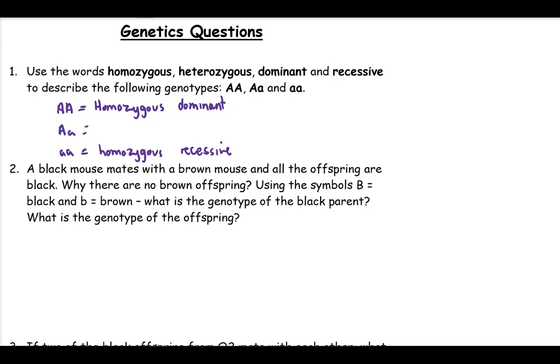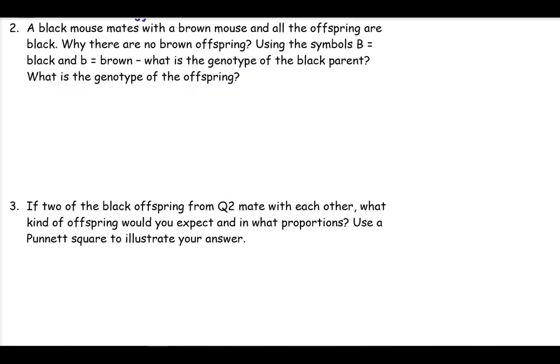Now, the reason we're coming back to this one is because this one's heterozygous. But where people will make a mistake is they'll say it's heterozygous dominant. But it can't be that. We just say that it's heterozygous. Now the reason for that is hetero means that they're different. So we can't say it's heterozygous dominant or heterozygous recessive. It's just heterozygous.